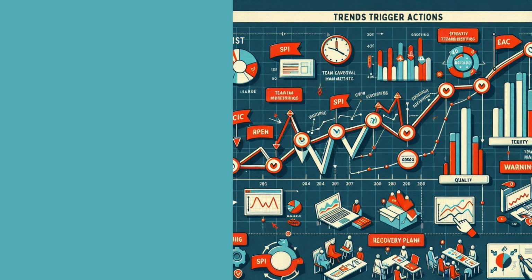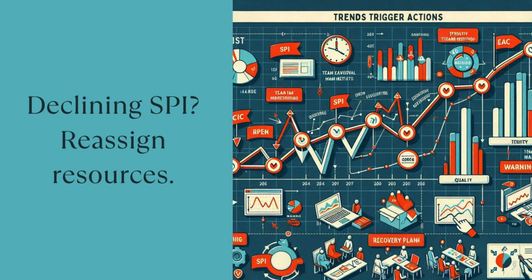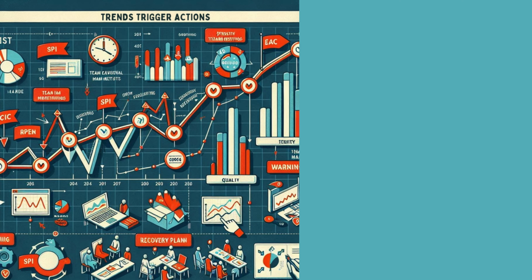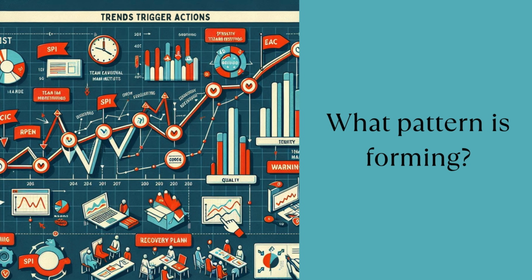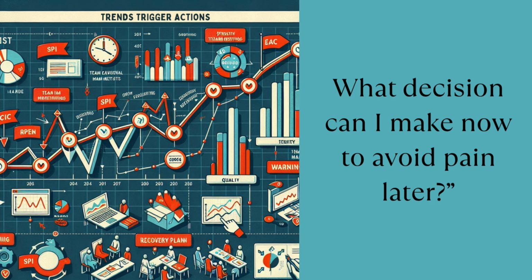Trend analysis is only powerful if you act on it. Falling CPI? Pause hiring. Declining SPI? Reassign resources. Rising EAC? Challenge estimates. Use trend analysis to ask, what pattern is forming? What does it suggest? What decision can I make now to avoid pain later?